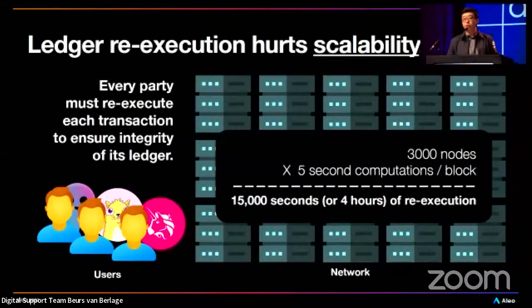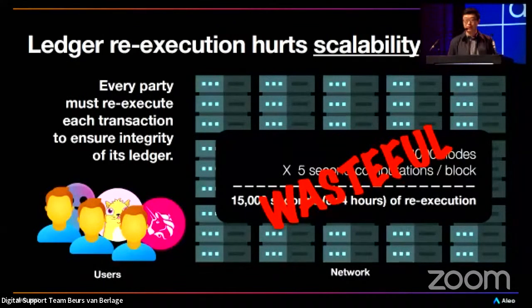Now, to give you just a quick heuristic, say you have a network that has 3,000 nodes, and let's say each block contains roughly 5 seconds worth of computations in it. Well, the math adds up to about 15,000 seconds or 4 hours of re-execution per block. As you can imagine, this is, well, incredibly wasteful.